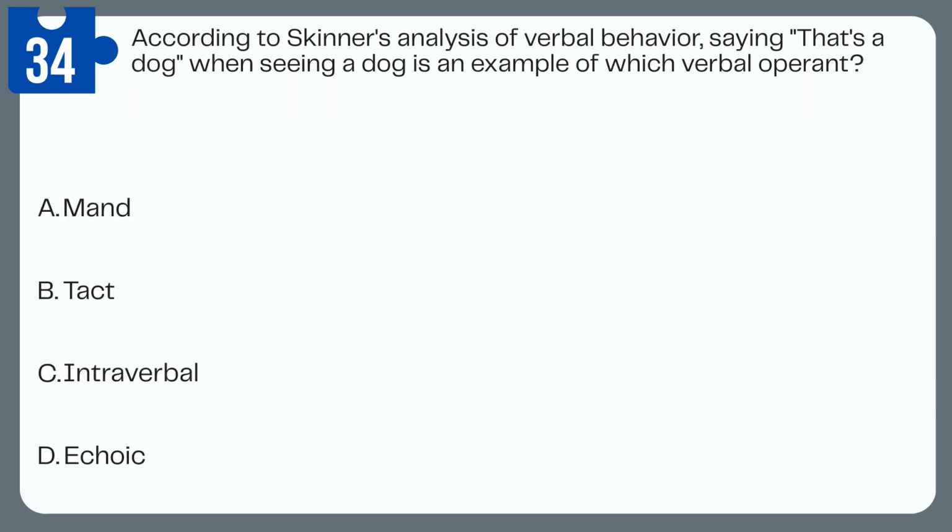Question 34. According to Skinner's analysis of verbal behavior, saying "that's a dog" when seeing a dog is an example of which verbal operant? A. Mand. B. Tact. C. Intraverbal. D. Echoic.